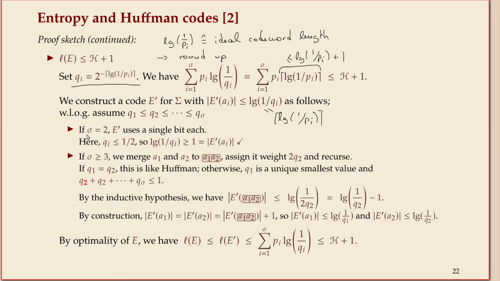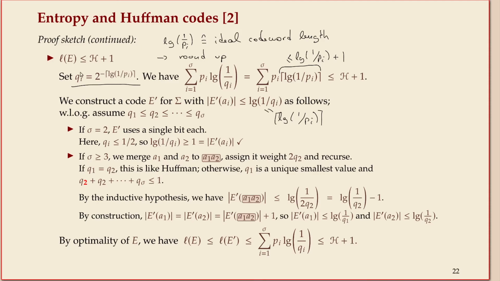Now we construct this code very similar to how Huffman works, but with a very slight twist. If we just have 2 symbols in our alphabet, then there's not much we can do. We can assign the 0 bit to one outcome and the 1 bit to the other outcome. And we observe that then here, the 2 probabilities have to be at most 1/2 each.